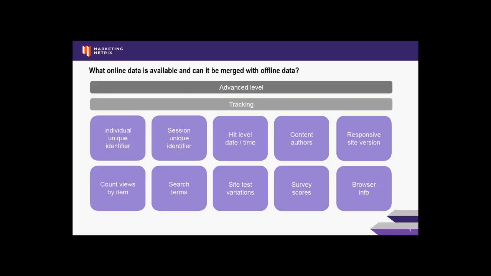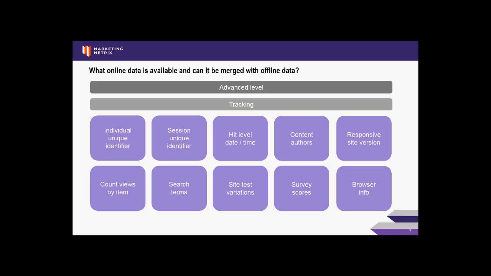Another one is content authors. So if your website publishes a lot of content that is written by different authors, to find out which authors have the most popular content, you can set up tracking by author so you can see whose content by author is being engaged with most frequently.